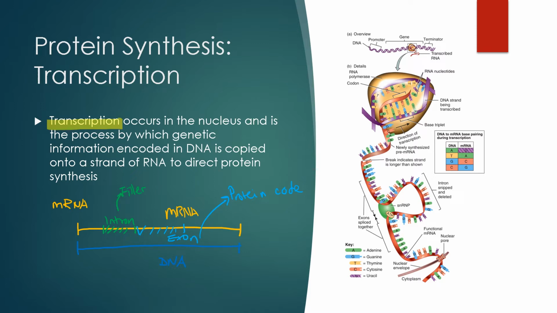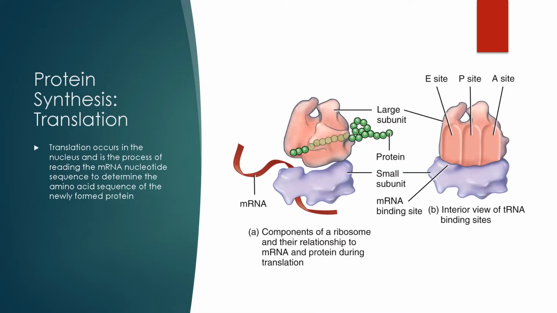Now, all of this processing occurs in the nucleus before the mRNA is sent out to the cytosol. This is just a brief overview. You don't need to remember all these specifics, but just know that the exons in mRNA code for proteins, and mRNA is just going to be that more readable version of the DNA code. Now, the second step in protein synthesis is going to be translation. Translation occurs in the cytosol.